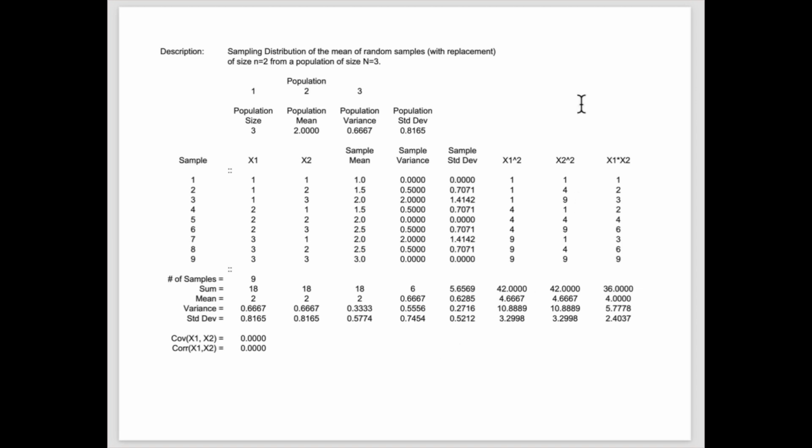Once you do create a spreadsheet like this, you can compare your results to the results that I got. And again, at this point, we really don't need the x1 squared column and the x2 squared column. So if you don't want to include that, you really don't have to. But I would include everything else, including the column for x1 times x2, and make sure that you calculate or enter the formulas for the covariance and the correlation correctly.